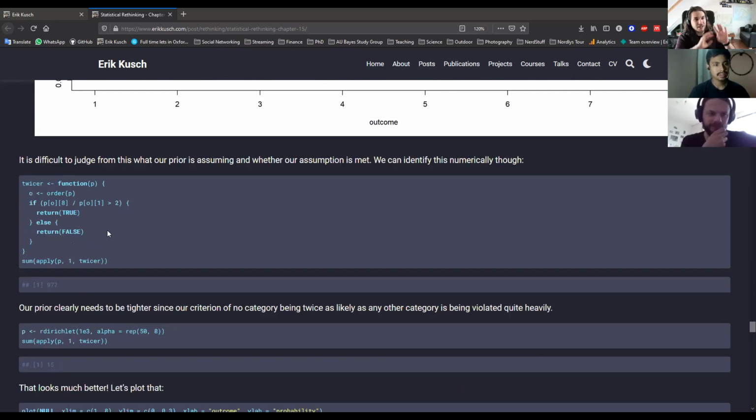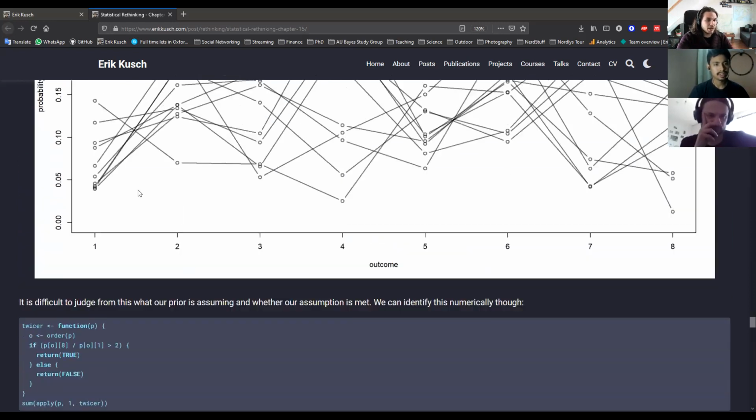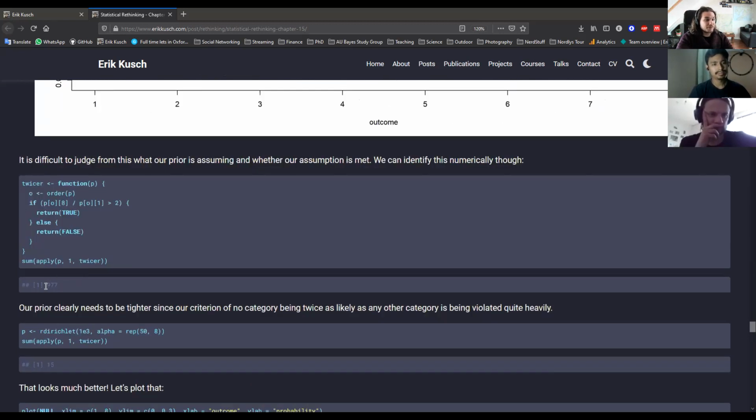This function just extracts all of the different numbers, checks if any category is more than twice as likely as any other, and then returns the number of how often that is the case in our prior. In this case, with the prior we just ran, out of 1,000 samples, for 977 of the resulting Dirichlet distributions this assumption or constraint is violated, so bad prior.